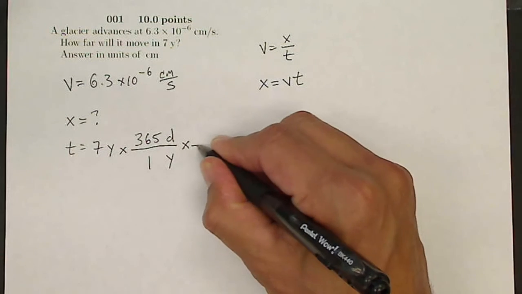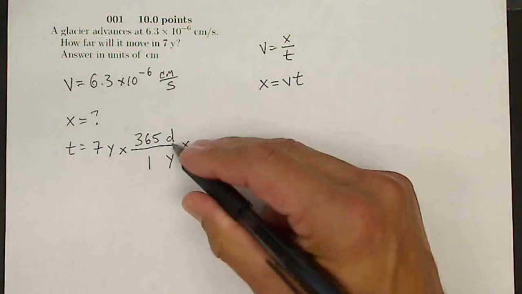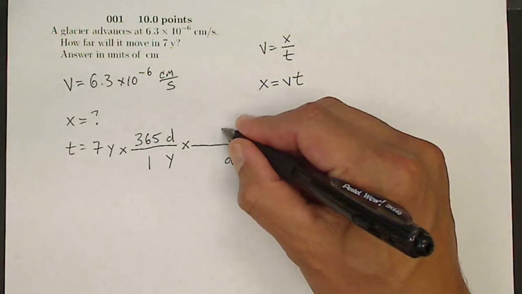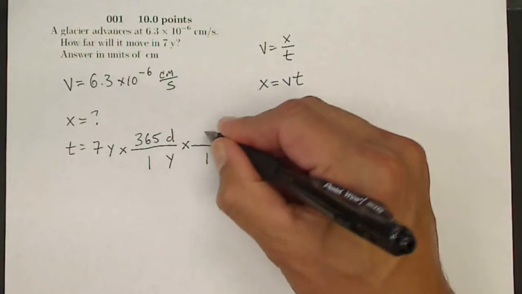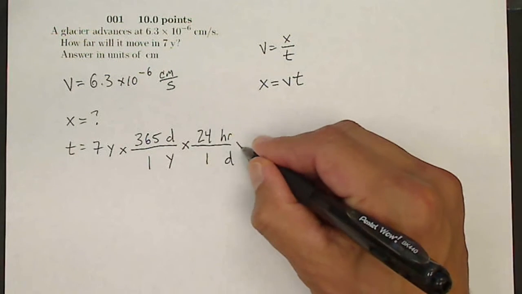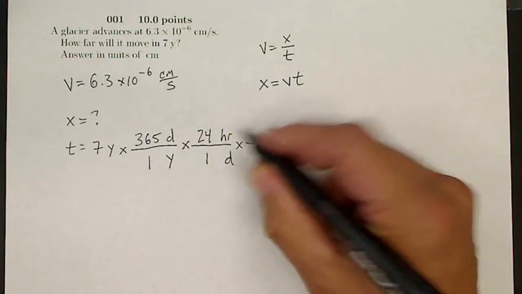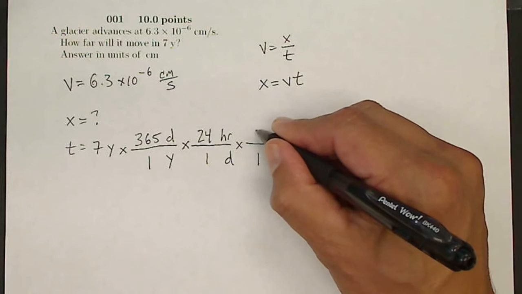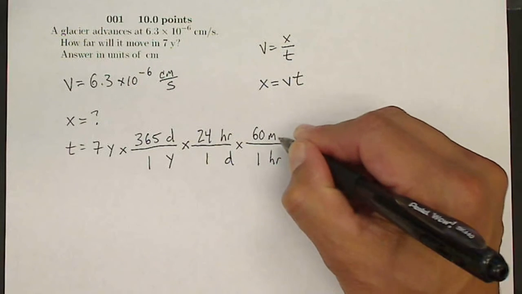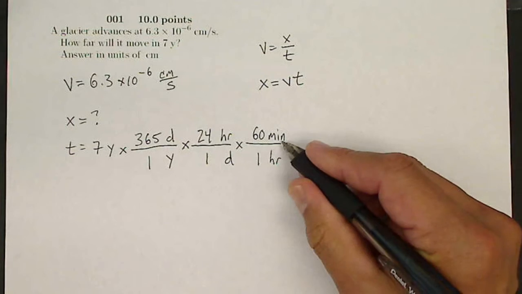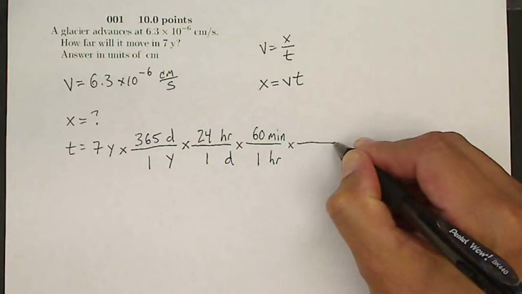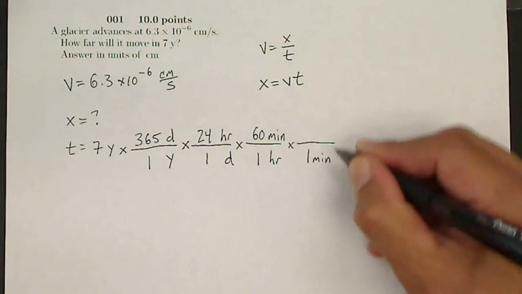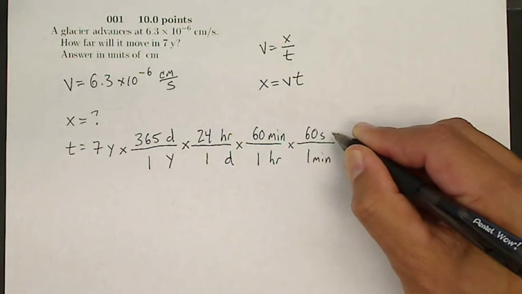So that would get me to days, but I want to get to seconds. So from days, since days is up top, I'm going to put days in the bottom, and I'm going to go to hours. I know that 1 day has 24 hours. But that's not good enough. I have to get to seconds. So I'm going to put hours in the bottom, and I know that 1 hour is the same thing as 60 minutes. But I'm not quite there yet. One more step. I have 60 minutes. Well, I'm going to put 1 minute on the bottom, and I'm going to put 60 seconds up top.